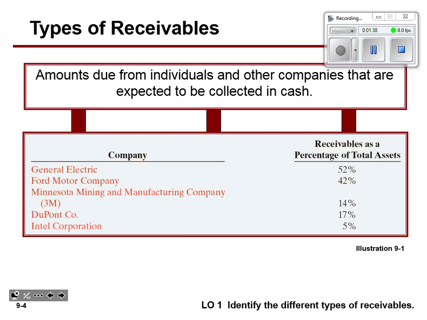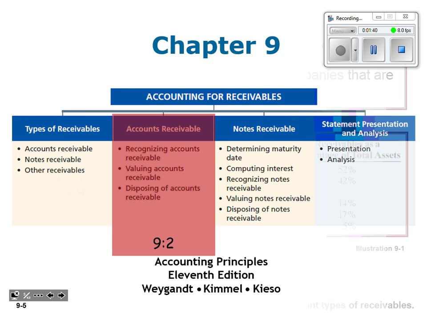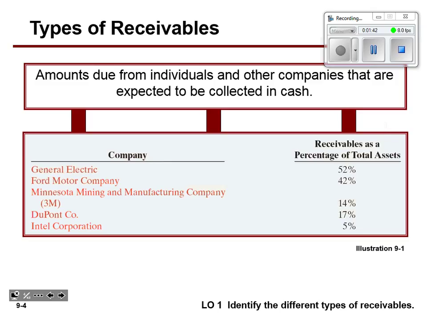What does this look like on a, oh, I got a little ahead of myself there. They brought in some, I don't know if the chapter talked about this, but they brought in some examples. Look at General Electric. 52% of their assets are tied up in receivables. That's scary.